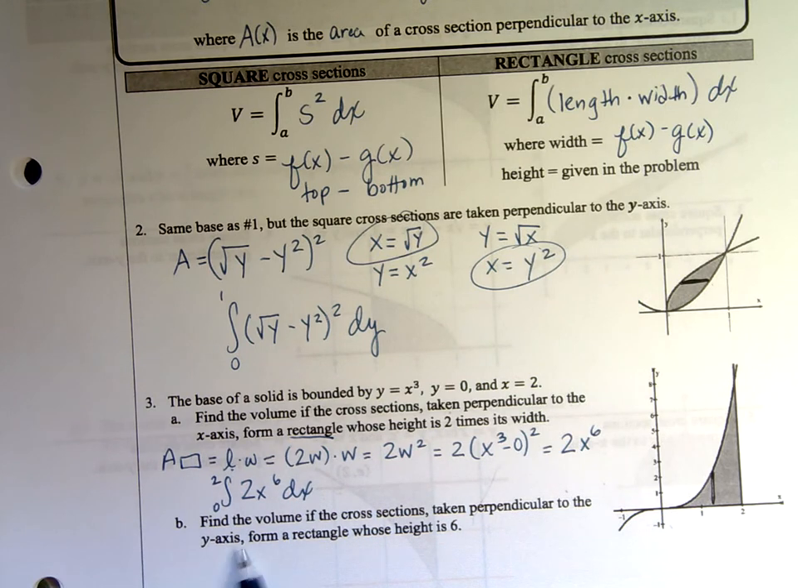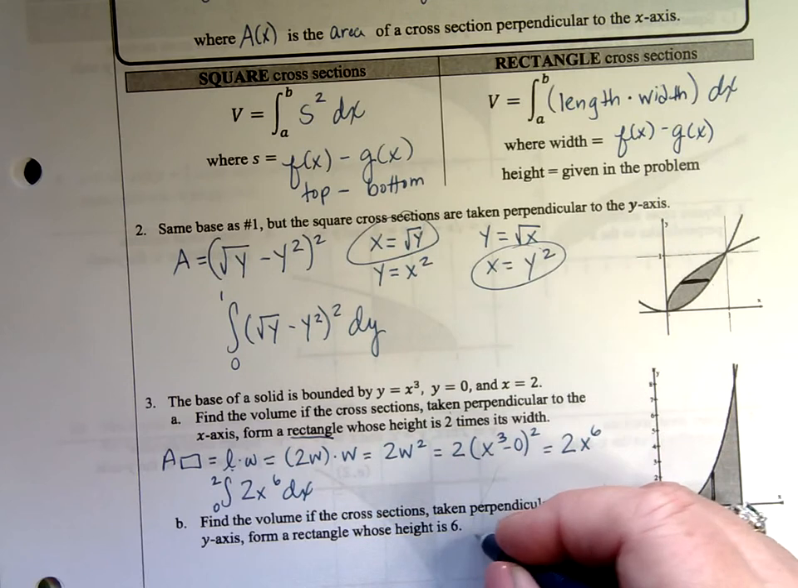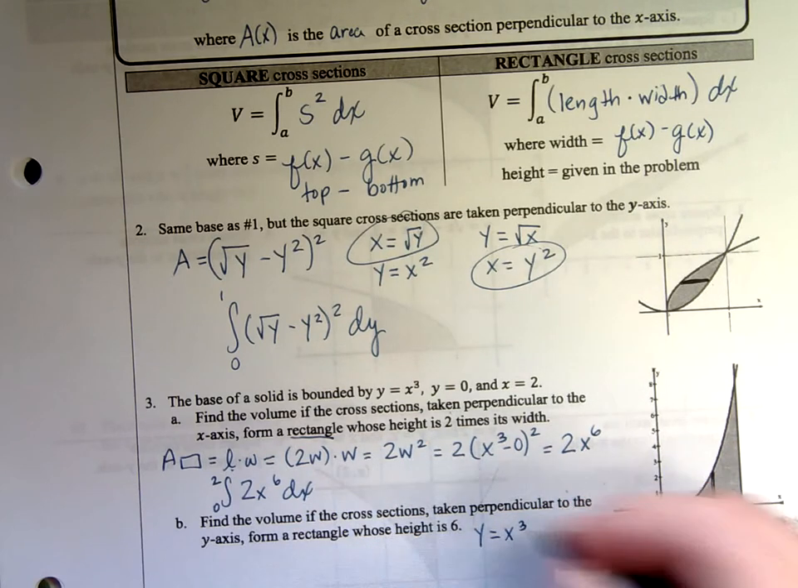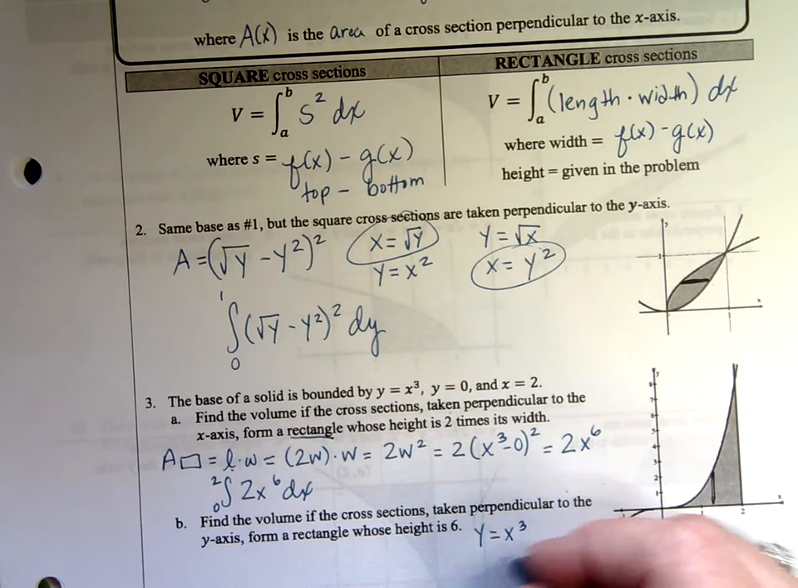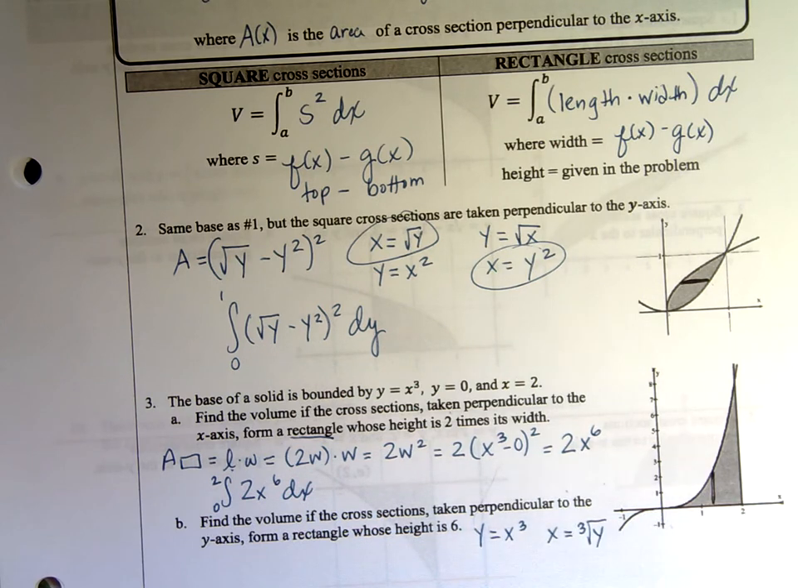Next one, last one: find the volume if the cross sections taken perpendicular to the y-axis form a rectangle whose height is 6. First thing I know is I've got to change my equations. Really the only equation I have to change is the y equals x cubed guy. I need to solve him for x. So x is going to equal the cube root of y. Right, that's going to be a change.